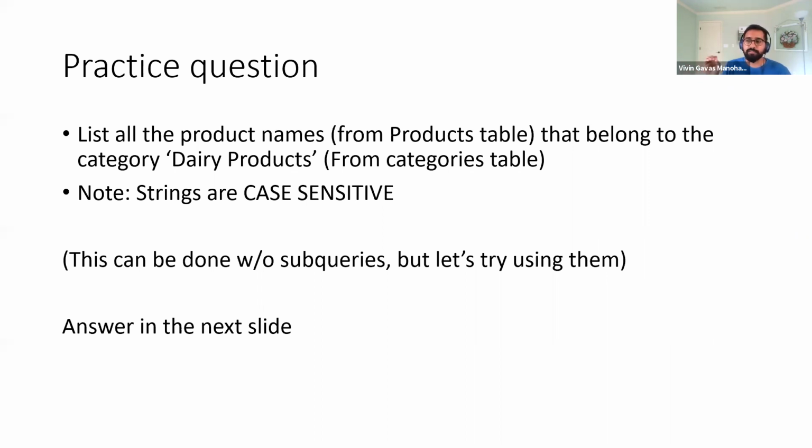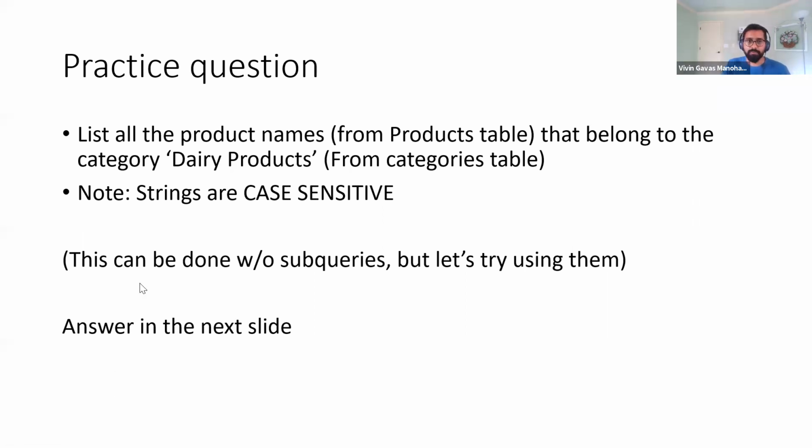And just note that the strings are case sensitive. So if you're filtering for dairy products on the table categories, you need to ensure it's in the same case as this. So the D and P are capital. That's how the data is. Now, like I said, this can be done without subqueries, but for this case, let's just try using that. All right, I'm going to give you 3 to 5 minutes just to work on that. And you can ask me any questions in the meantime.